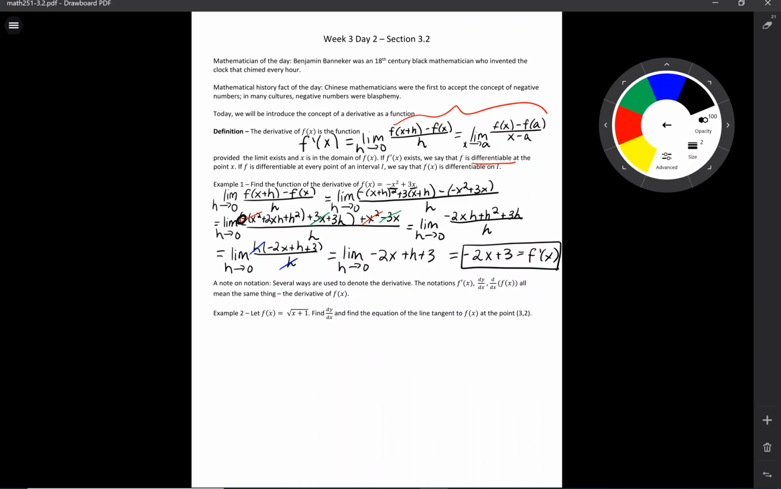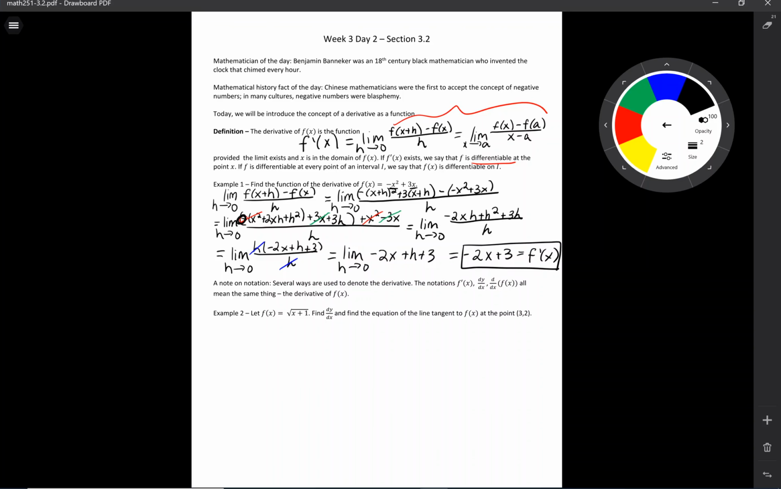Same thing with a tangent line or a slope. I would just plug in that x value into this new function. So this is the derivative function. That means that the slope of the tangent line everywhere is equal to negative 2x plus 3 of our original function, negative x squared plus 3x.